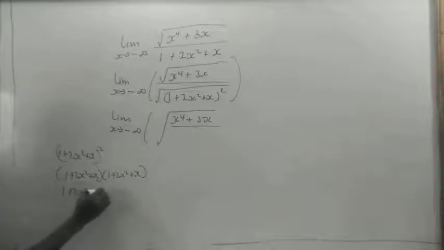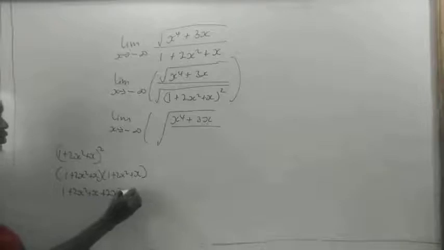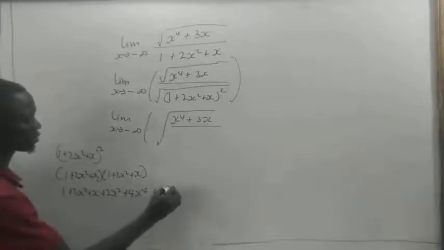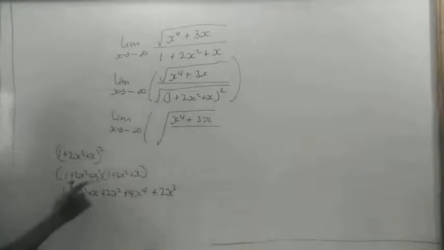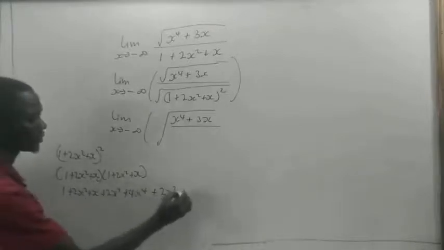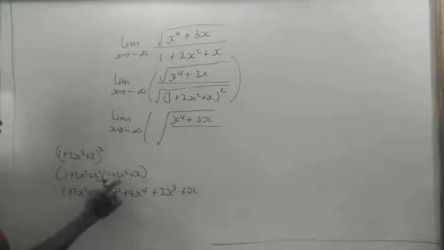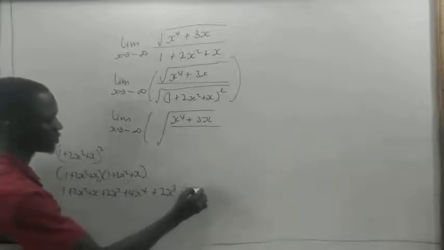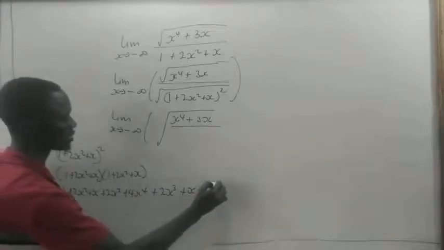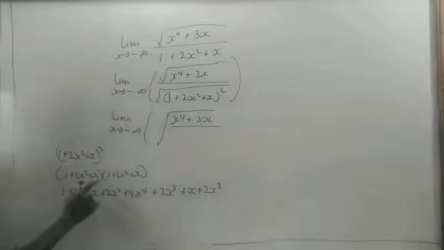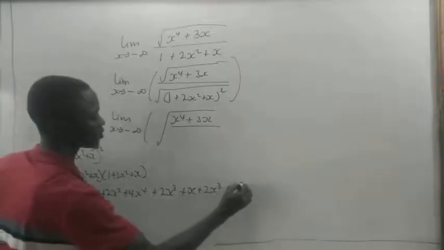2x squared times 1. 2x squared times 2x will give us plus 4x to the power 4. 2x squared times x will give us plus 2x cubed. Then we come to x. X times 1, x times 2x squared plus 2x cubed. And x times x will give us plus x squared.